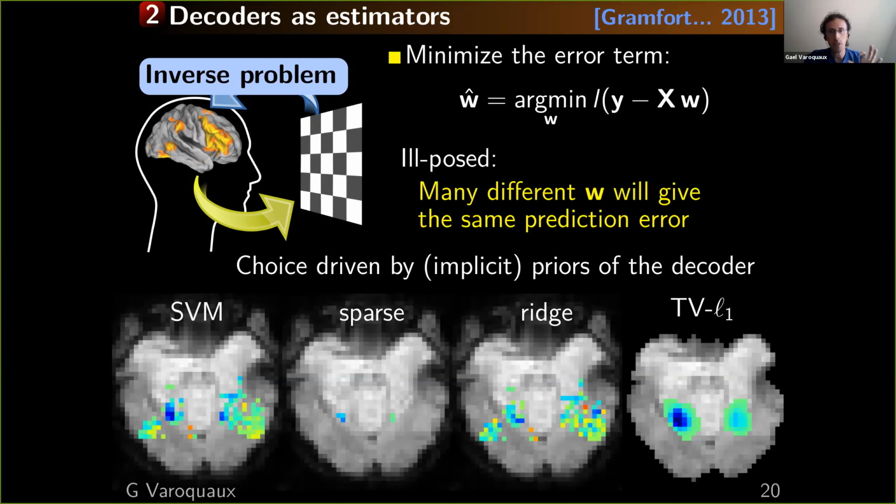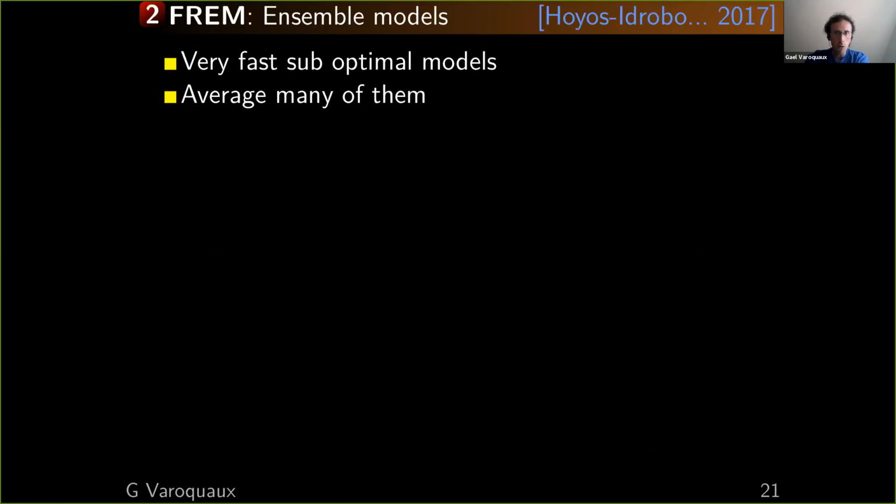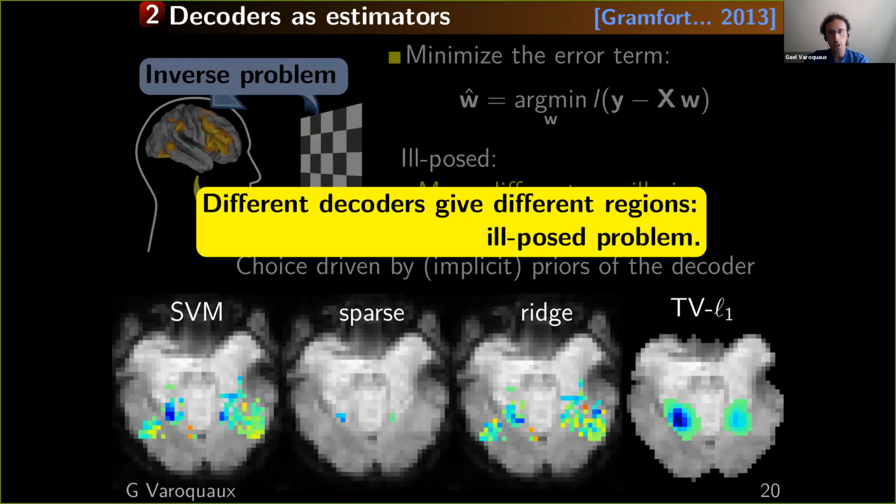So if there's one take-home message from this slide, it is that different decoders will give different regions. Ideally, I would push you to use a decoder that has a prior that is consistent with our picture of the brain. And the TVL1 decoder is one of these. Now, we have a more recent work.